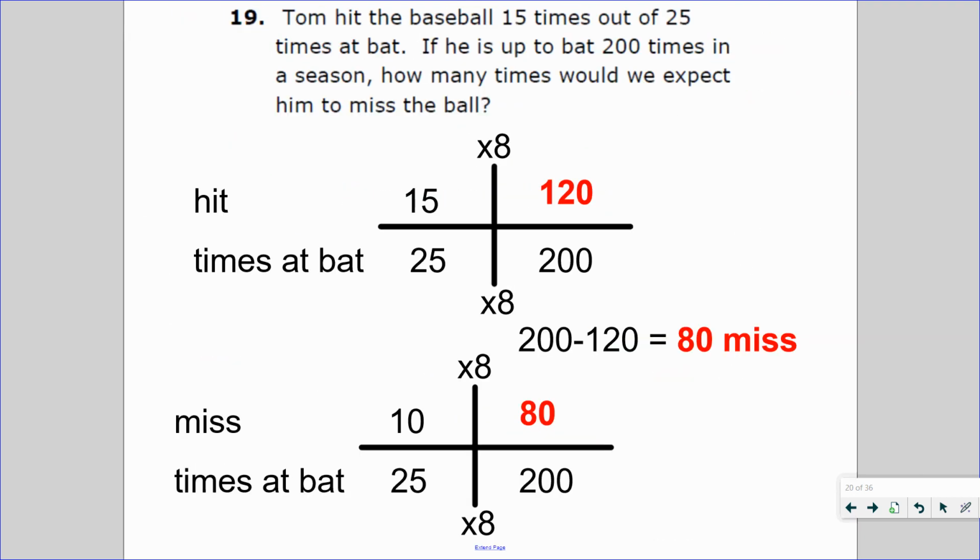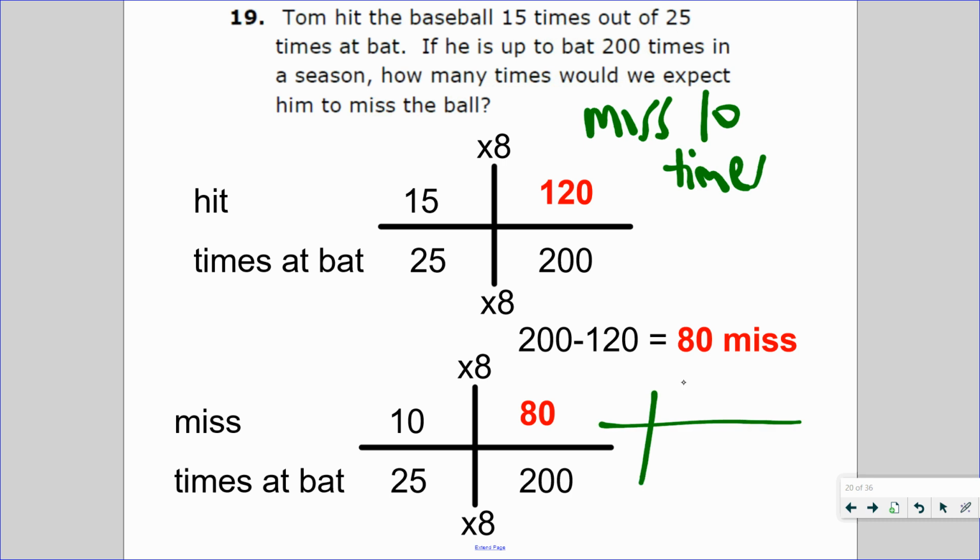Number 19, Tom hit the ball 15 times out of 25 times at bat. If he's up to bat 200 times in a session, how many times would you expect him to miss the ball? So he hit the ball 15 times, so he missed the ball 10 times. He missed 10 times out of 25 times. For 200, the relationship is times 8, so 80 is the answer.